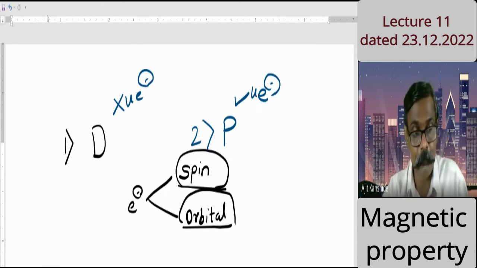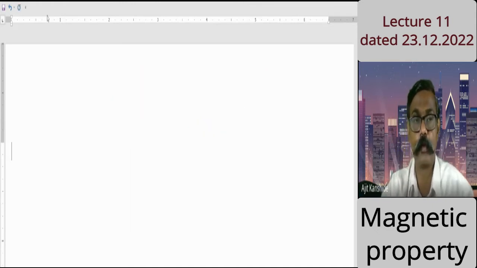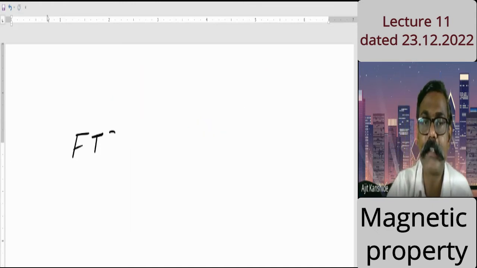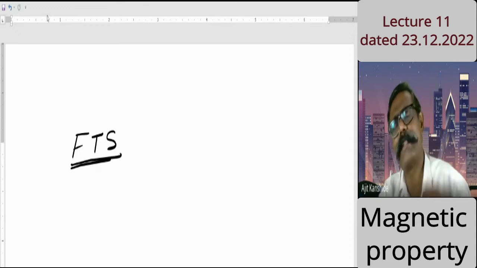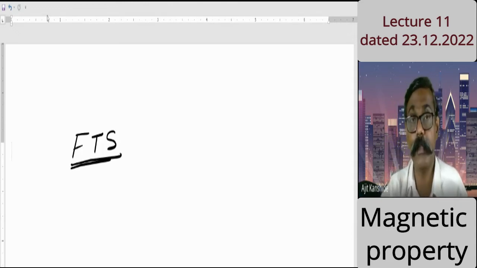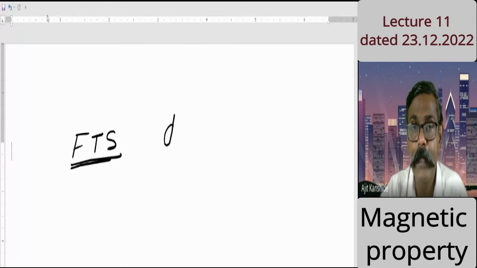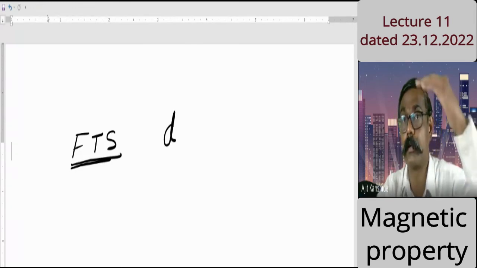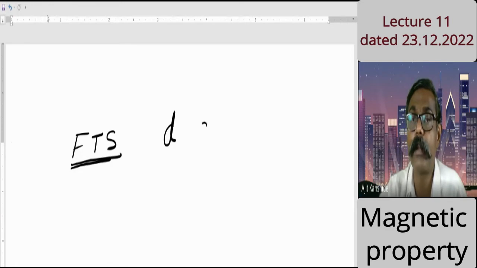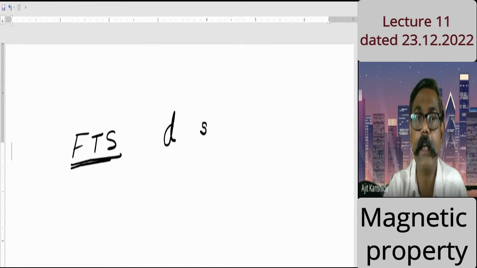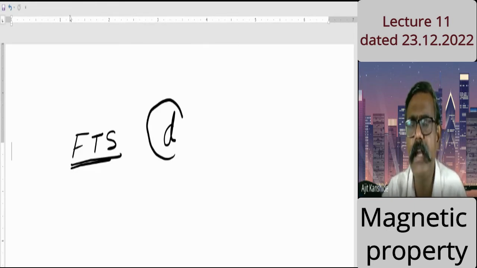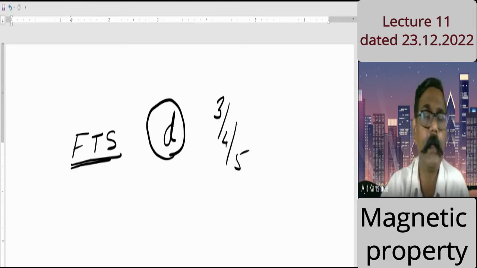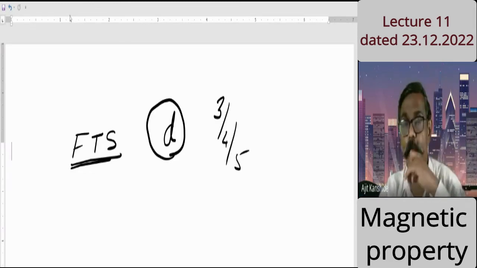But for the compounds we are discussing, the first transition series compounds, or you can say second transition series compounds, electrons remain present in the d orbital, the outer orbital. In the elemental state they can be in the s orbital, but in the ionic state, electrons will remain present in the d orbital, let it be the 3d, 4d, or 5d orbital. These d orbitals are outer d orbitals, so these electrons are responsible for magnetism.